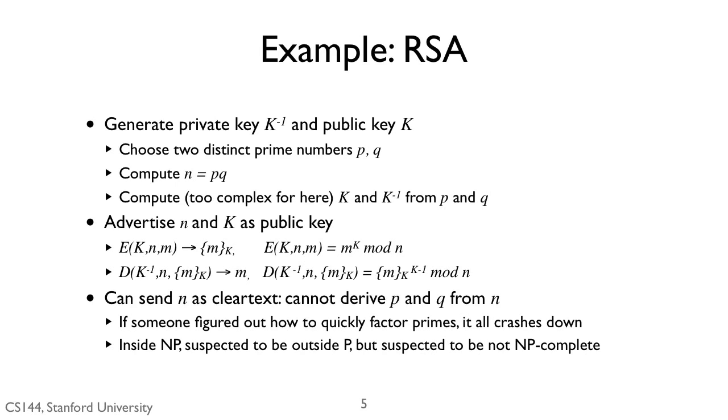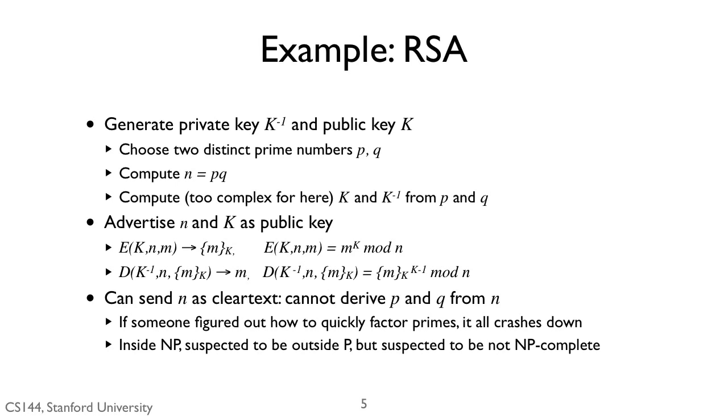To generate RSA keys, you choose two distinct, very large prime numbers p and q. From p and q, you compute their product, n. You then use p and q to derive k and k inverse, the public and private keys. You advertise n and k as the public key.